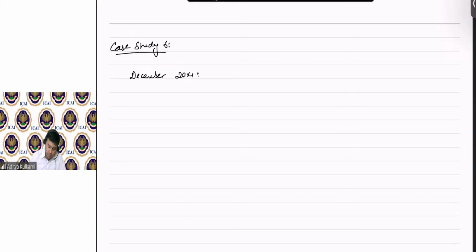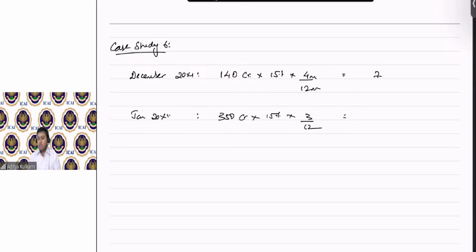December 20x1, you had spent 140 crores. Rate of interest is 15% till end of the year, means 4 months by 12 months. So this comes to 7. Thereafter, every month you are taking 350 crores. So Jan 20x1, 350 crores into 15% into 3 by 12, that is 13.125.